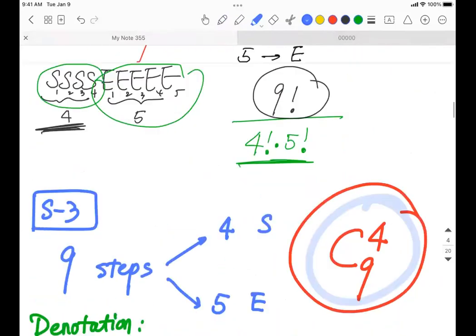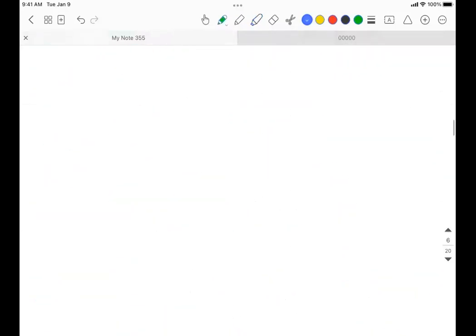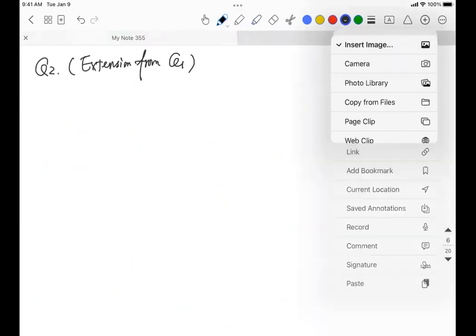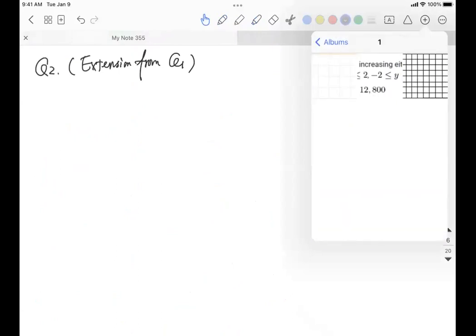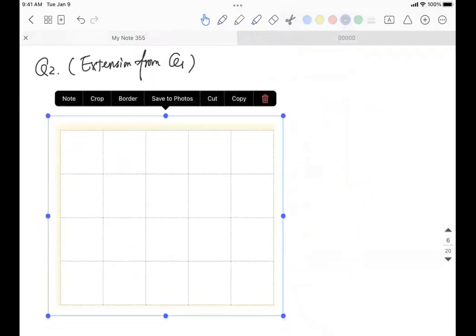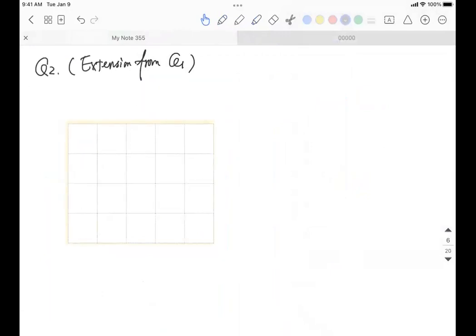Now I'm going to do a very quick extension. I'm going to ask you number 2. This is actually an extension from Q1. It's exactly the same thing. I still have a point A and a point B, and Peter still wants to go from A to B.